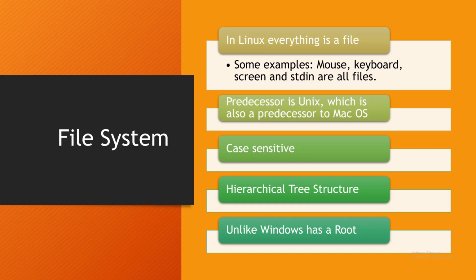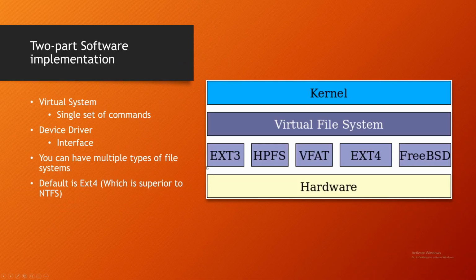The file system on Ubuntu, unlike Windows, has just one main directory, which is root. And from there, all the other directories are accessible, if the user has the correct permissions, obviously. Linux uses a two-part software implementation to manage the file system. This means that the virtual file system provides a single set of commands for the kernel and for developers to access the file system, right?